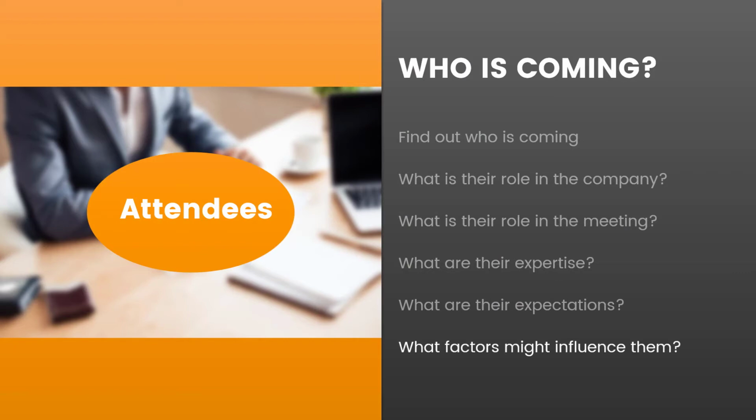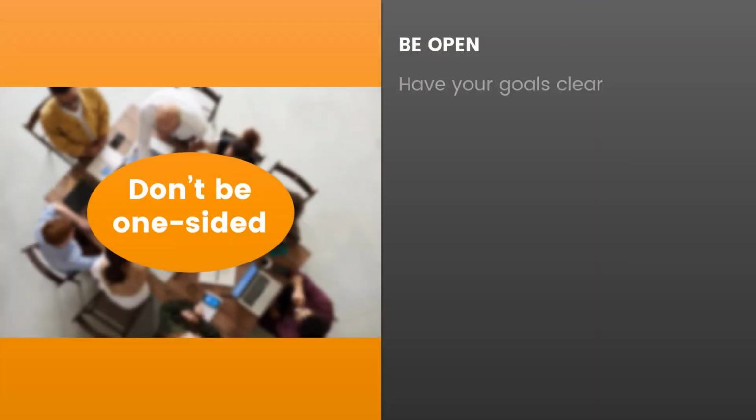And think of the factors that might influence them. What things could you do or say? How can you attach influence to your key message? So it's really important to think about these types of things before you plan a meeting or while you're planning your meeting. Okay, be open, have your goals clear, really important.